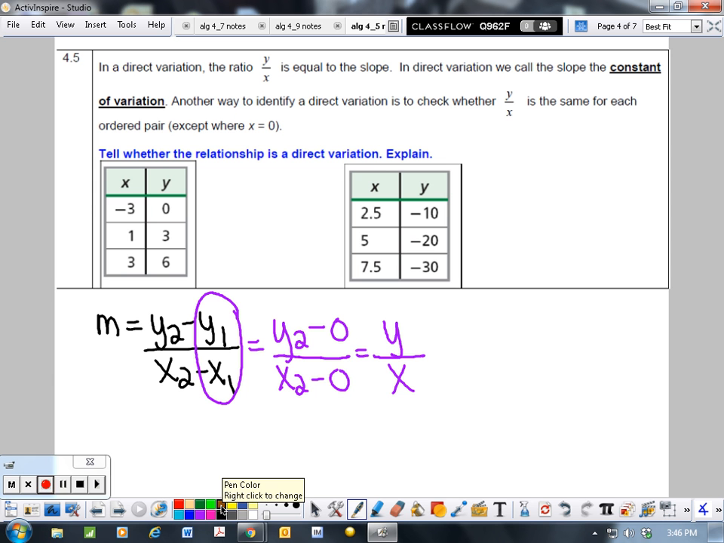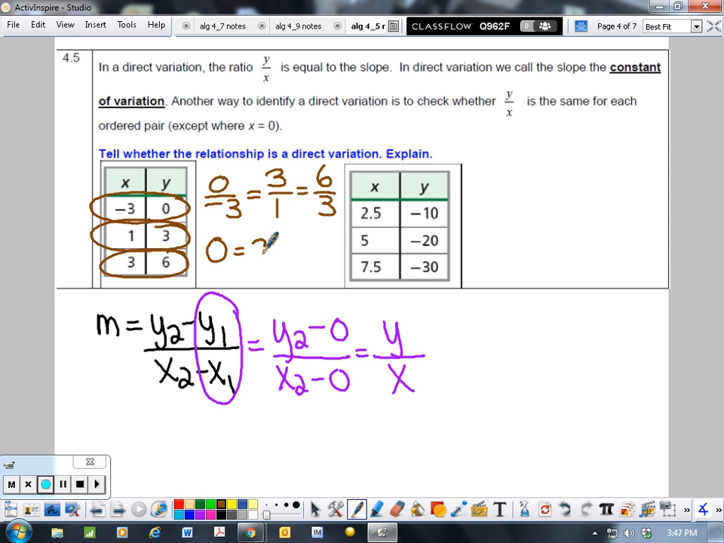So now I can look at this point, y over x, and this point, y over x, and this point, y over x, and they should all be the same. Are they the same here? Well, 0 over -3 is 0, 3 over 1 is 3, 6 over 3 is 2. These are not equal, so it's not direct variation.